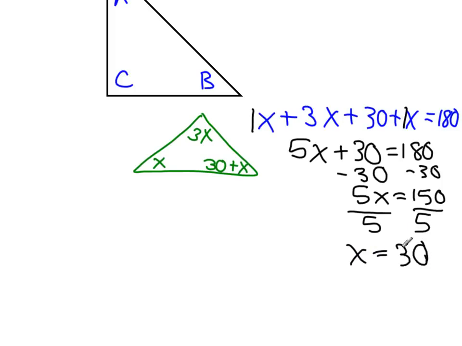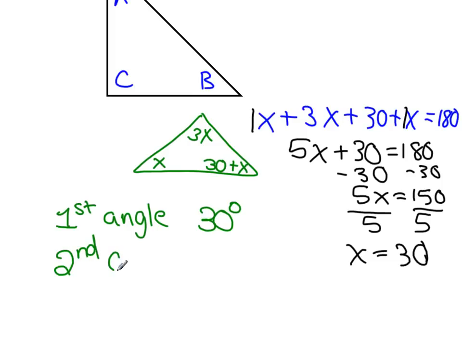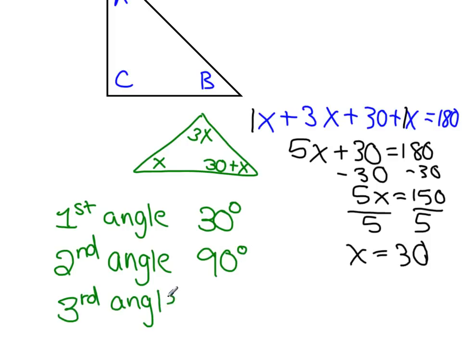Now let's be careful. X was representing our first angle. So we've got to make sure we label these out, just like what we did with Jenny, Emma, and Sarah. So the first angle is 30 degrees. Our unit is in degrees. Our second angle was 3 times the first angle. So 3 times 30 is 90 degrees. And last but not least, our third angle is 30 more than our first.